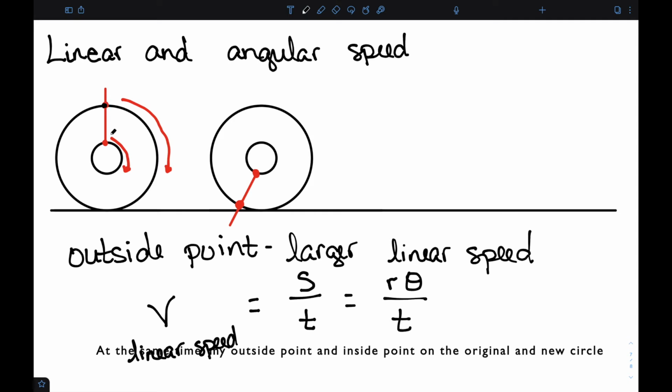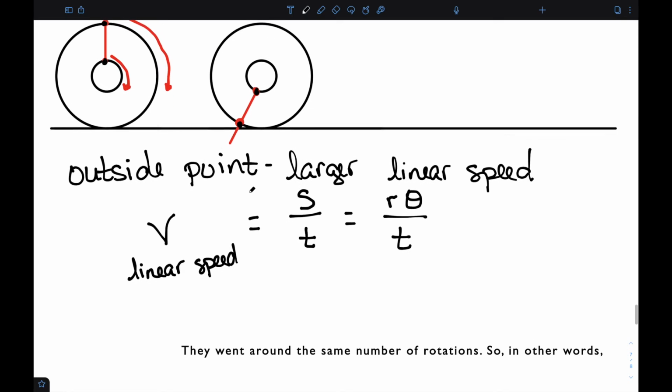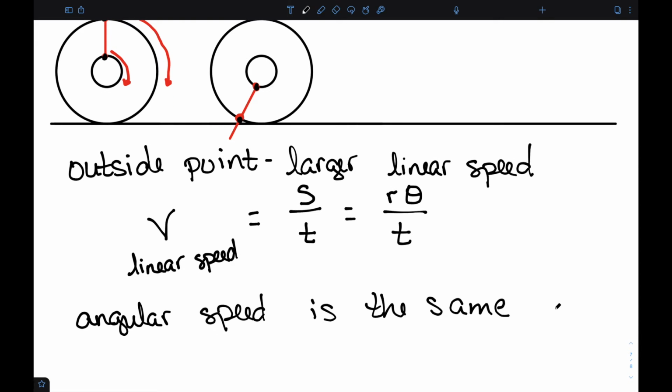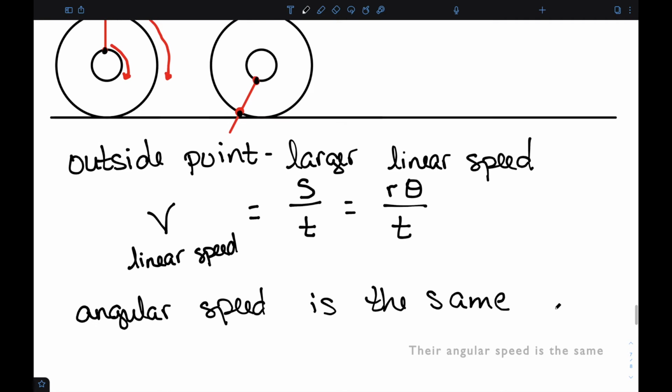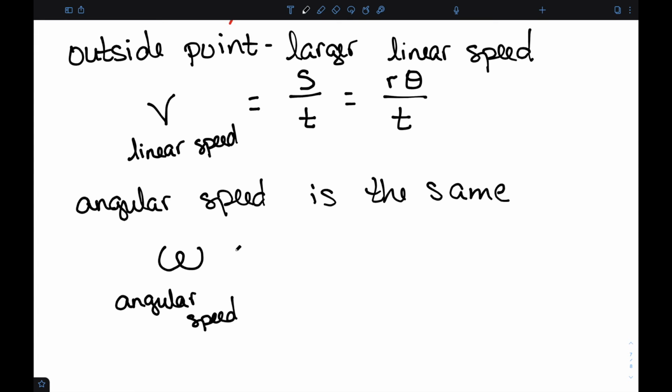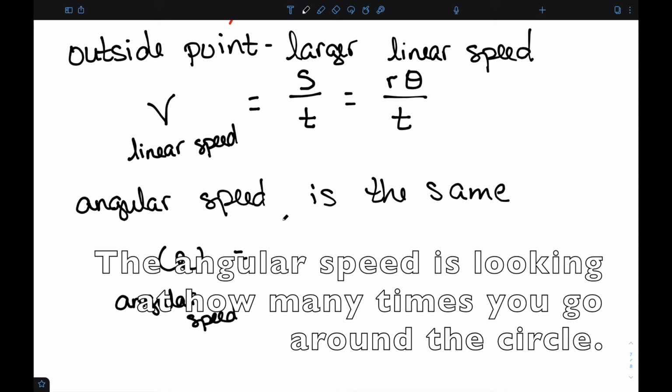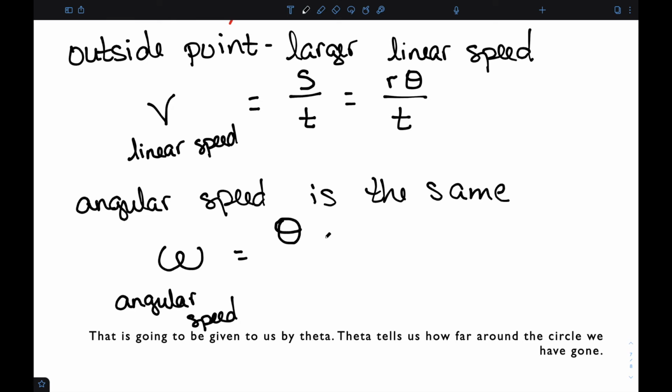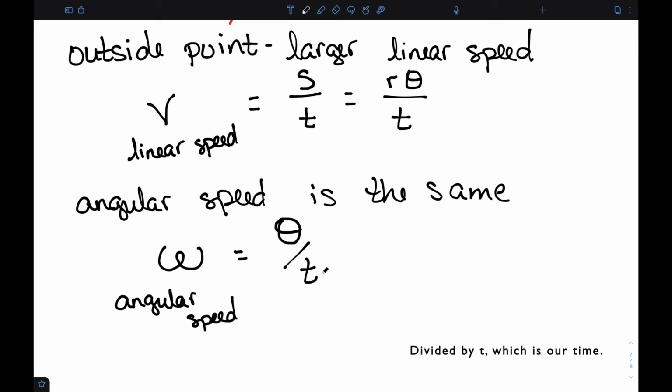At the same time, my outside point and inside point on the original and new circle, they went around the same number of rotations. So in other words, their angular speed is the same. So angular speed works a little bit differently. First, it's denoted by the Greek letter omega. And the angular speed is looking at how many times you go around the circle. So that's going to be given by theta. Theta tells us how far around the circle we've gone, divided by t, which is our time.